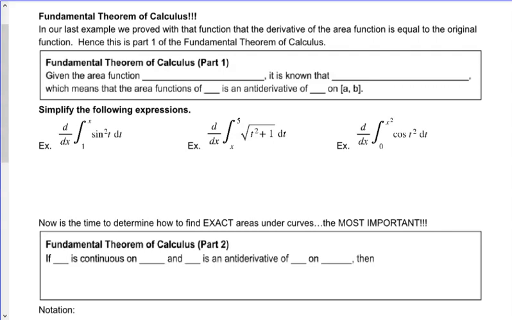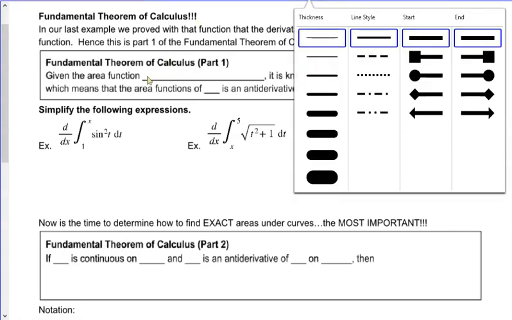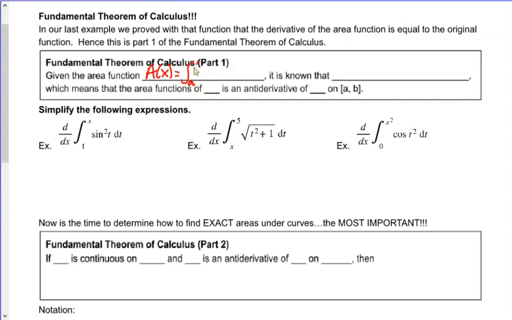So for our fundamental theorem of calculus part 1, we are going to say that if we are given the area function A of x is equal to the integral from a to x of f of t dt, that's what we just defined on the backside, it is known, and we just proved it in that example, that if I take the derivative of that function, then we are taking the derivative of that integral from a to x of f of t dt, which means that the area function of f is an antiderivative of f on [a, b].